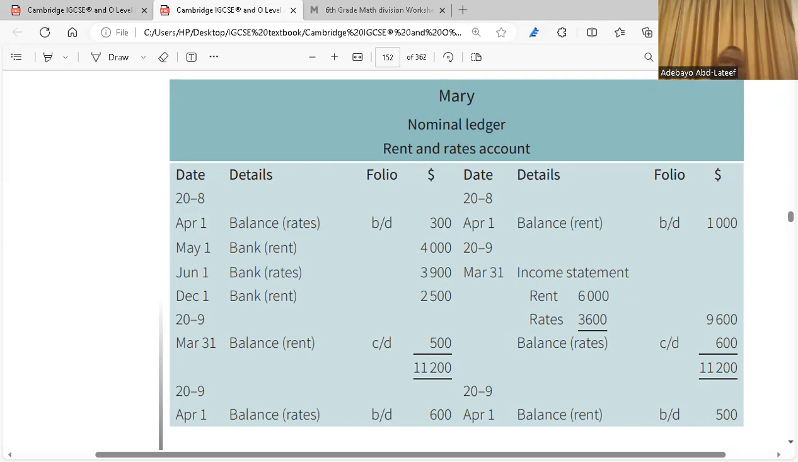Now, your income statement, I told you, when you are preparing a ledger for the expense account, the debit side takes your expenses. The credit side goes with your income statement. Yes or no? Yes.